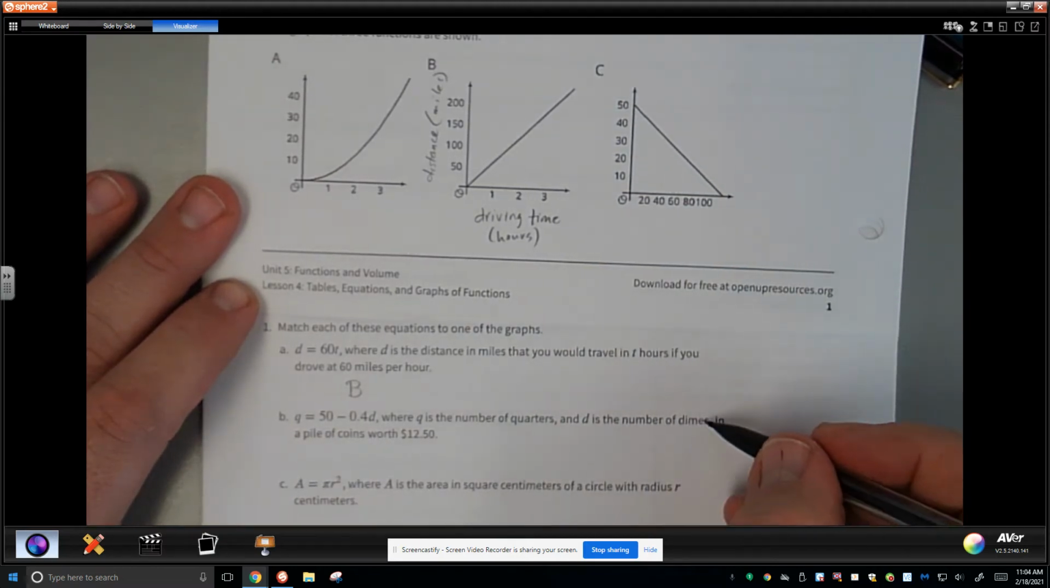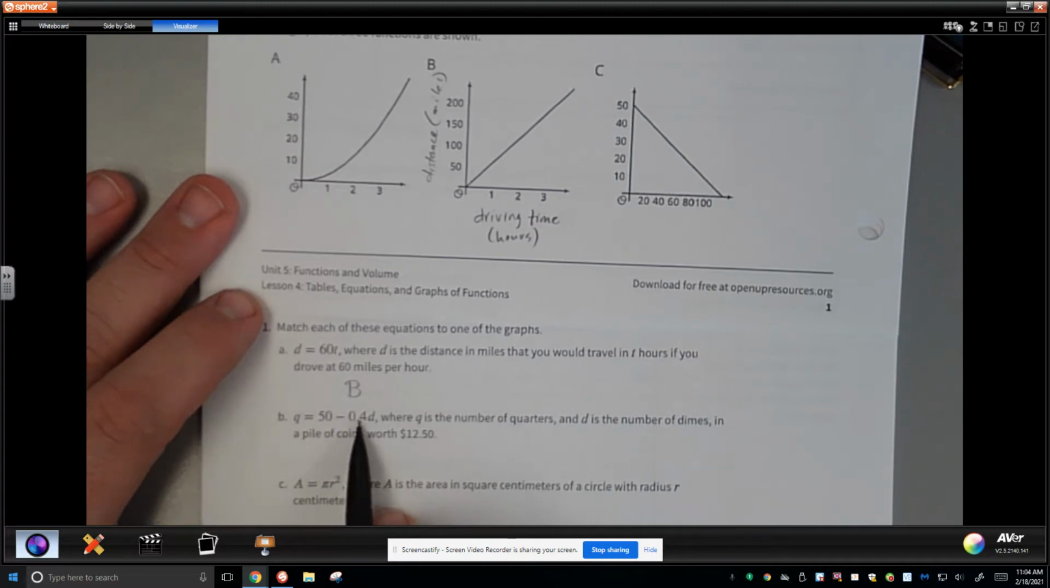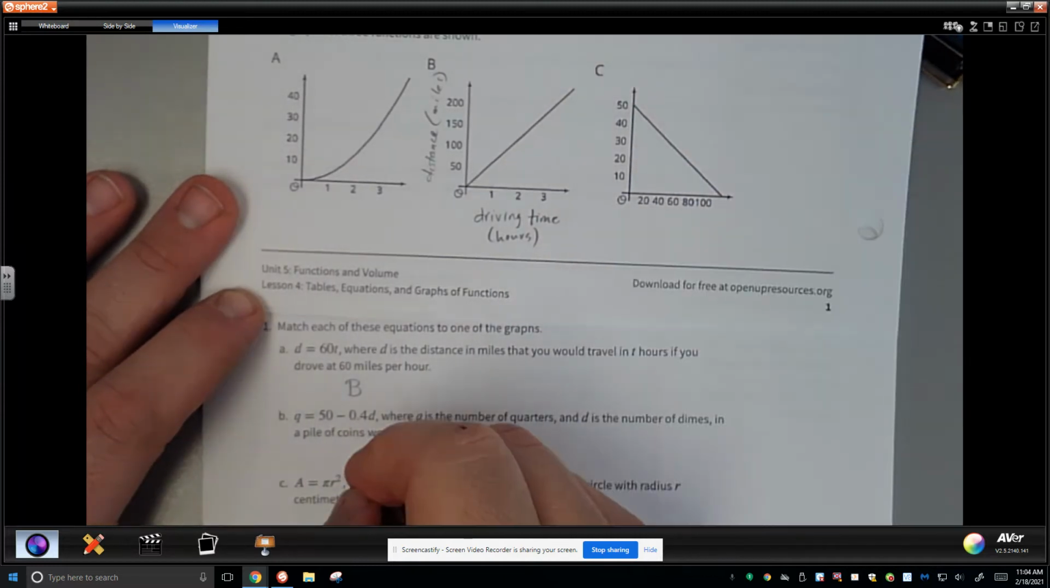Okay. Letter B, Q is equal to 50 minus 4/10 of D, where Q is the number of quarters, D is the number of dimes, and a pile of coins worth $12.50. Again, this has to be something linear, and as I look at this equation, I see a y-intercept of 50 and a descending or decreasing slope. That means that it can only be C.